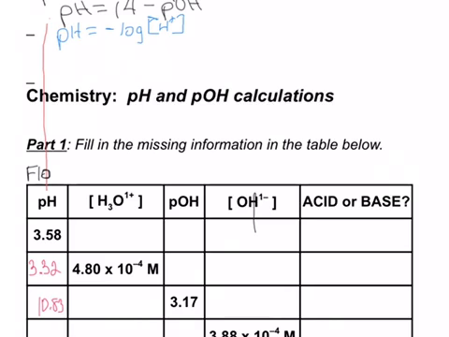Okay, so the formula here, let's see. To calculate for concentration, we're going to do concentration equals, and we saw this in our lab yesterday. What was the formula we used? Do you remember? 10 to the negative pH.